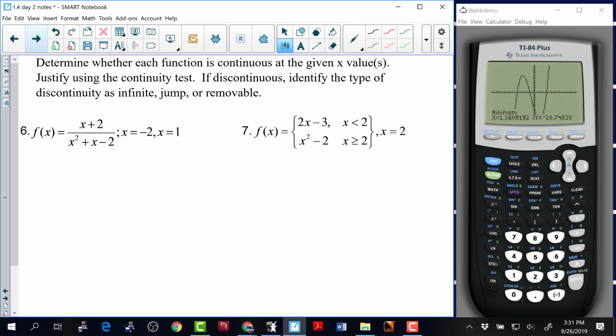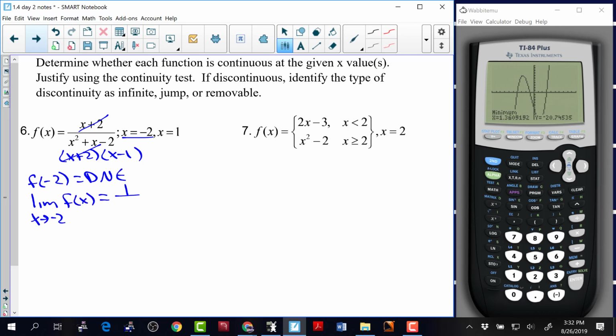Determine whether each function is continuous at the given x values. Justify using the continuity test. If discontinuous, identify the type of discontinuity as infinite, jump, or removable. This factors into x plus 2 and x minus 1. So those cancel. F of negative 2 does not exist. The limit as x approaches negative 2 of f of x is equal to 1 over negative 2 minus 1, which is negative 1/3. This is a removable discontinuity. This is a hole in the graph.